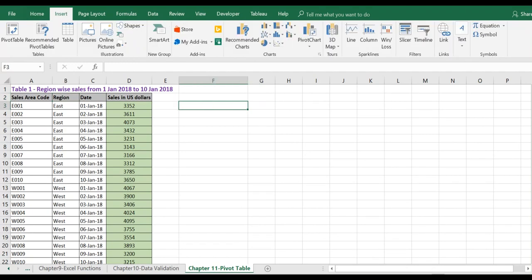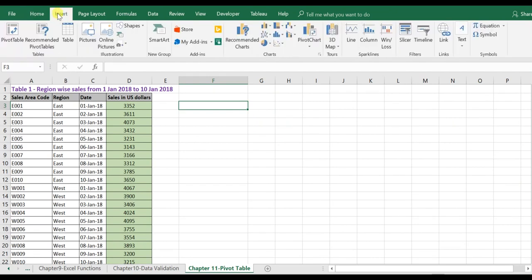One important point before we begin: whenever designing a pivot table, just create a mental map of how the pivot table would look. For instance, let's say we want our regions to be populated here and the corresponding values, let's say sales value in dollars, to be populated here. This is a rough structure you should form in your mind before you design the pivot table.